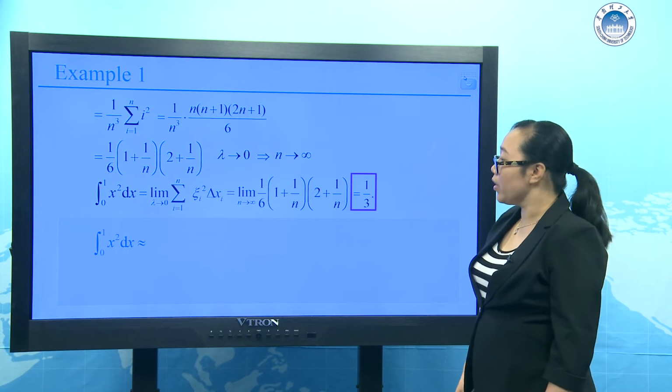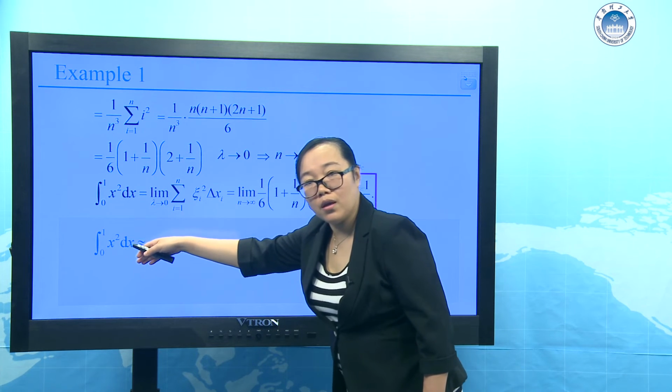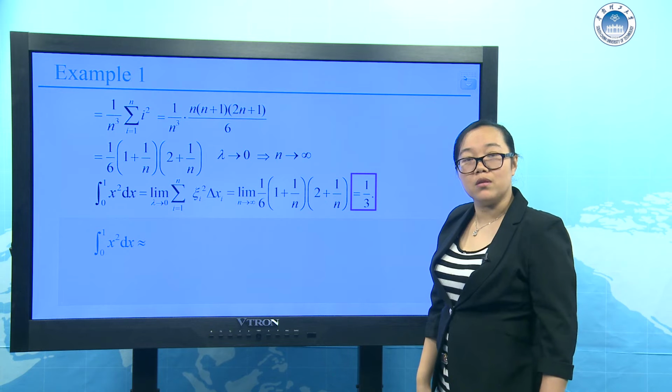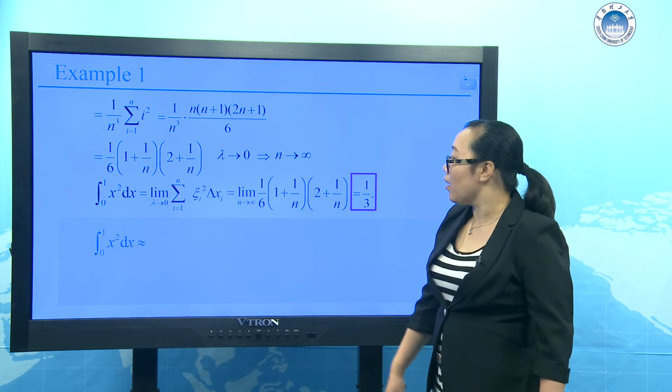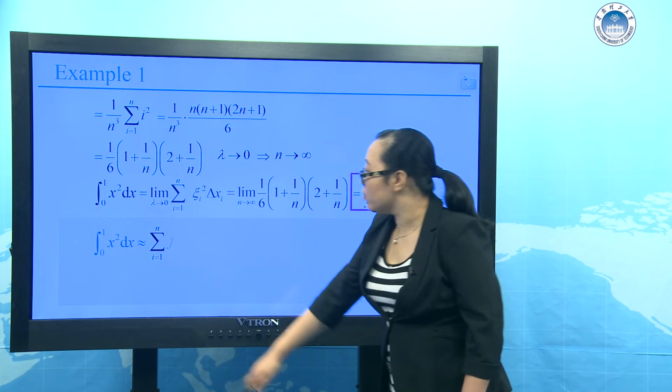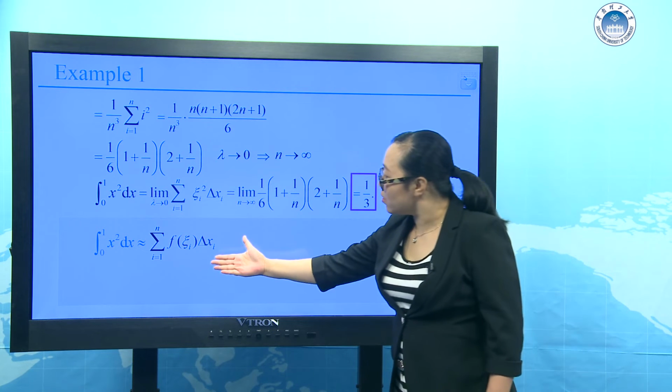From the question, we can find the area equals a concrete number. It is a real number. The interval from 0 to 1 is approximate to this value. Why? Do you remember? This is the integral sum.